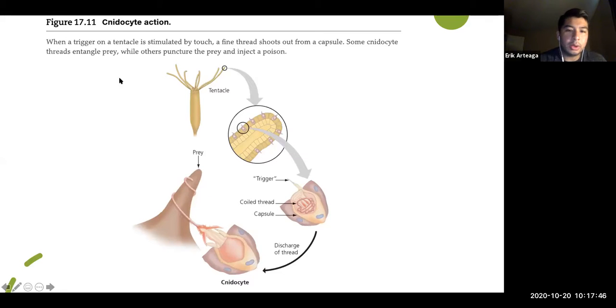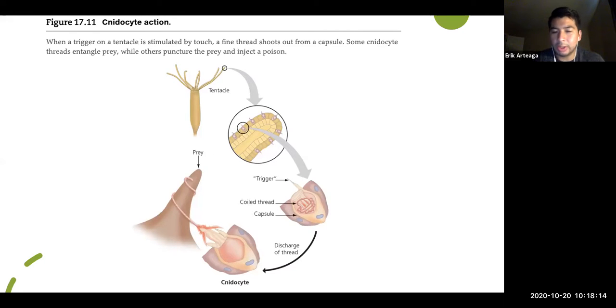All right. So here we have a hydra. We have prey, right, and then we have the development of these tentacles. So when a trigger on a tentacle is stimulated by touch, a fine thread shoots out from the capsule from some cnidocyte. Some threads entangle prey, while others puncture the prey and inject a poison. Okay. So they do have specialized cells.